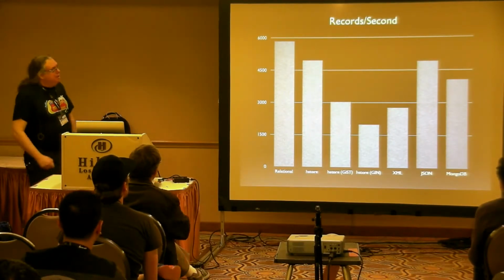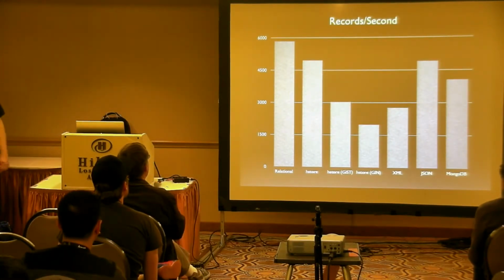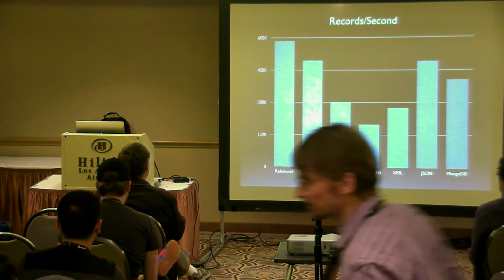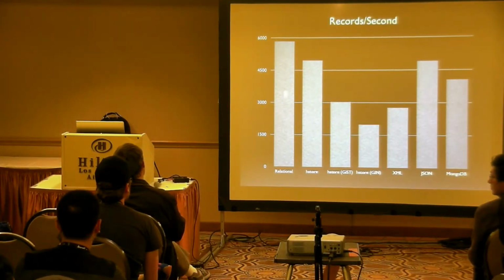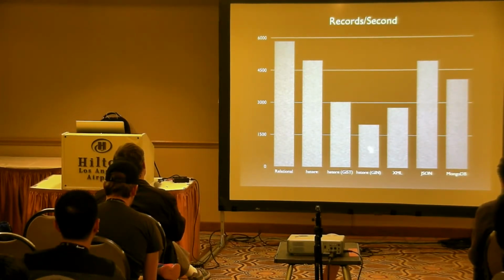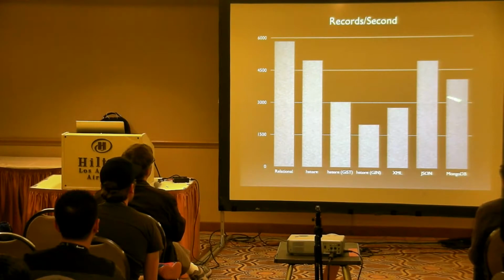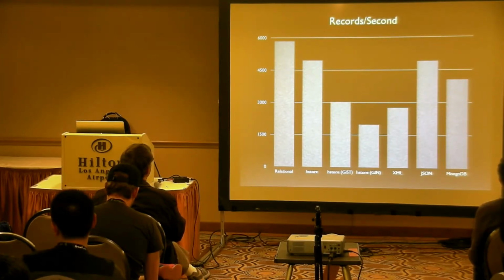Ta-da! Some numbers. Higher is better. This is records per second. This is pure relational. This is hstore with no index, hstore with a GIN index, hstore with a GiST index, XML, JSON, and MongoDB. Higher is better. This is in records per second.